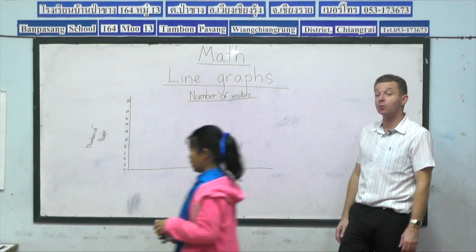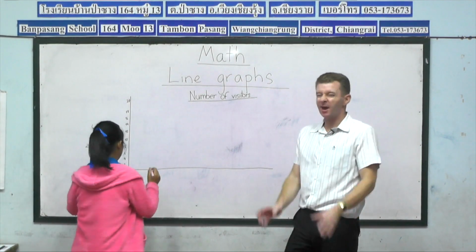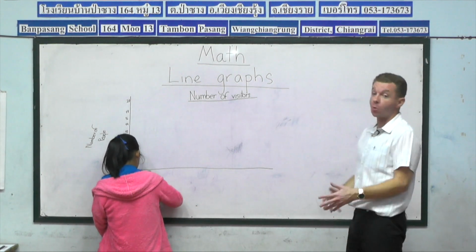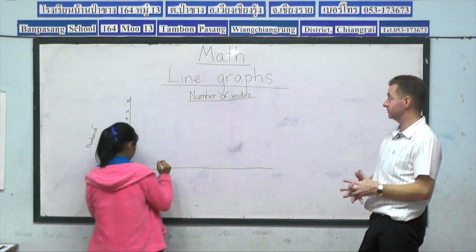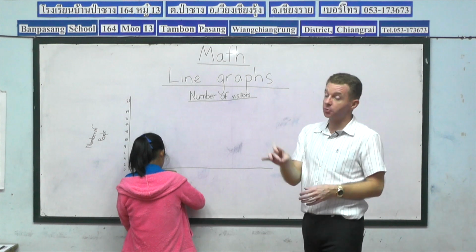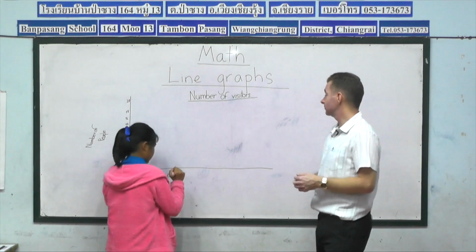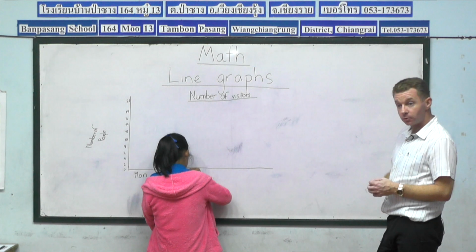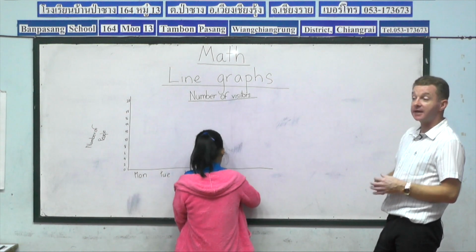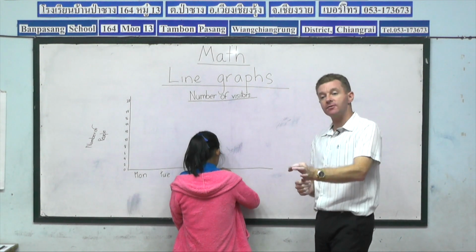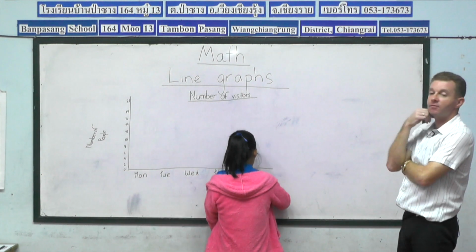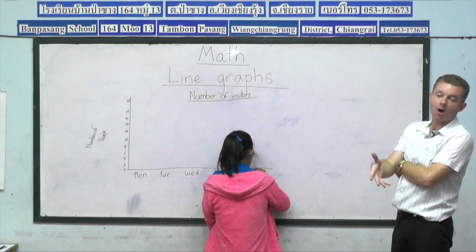So the first day of the week will be Monday. And we don't have to write the whole day. We can just abbreviate M-O-N. And we know that's Monday. Excellent. And then Tuesday, T-U-E. Wednesday, W-E-D. Thursday, T-H-U-R. And then finally, Friday, F-R-I.